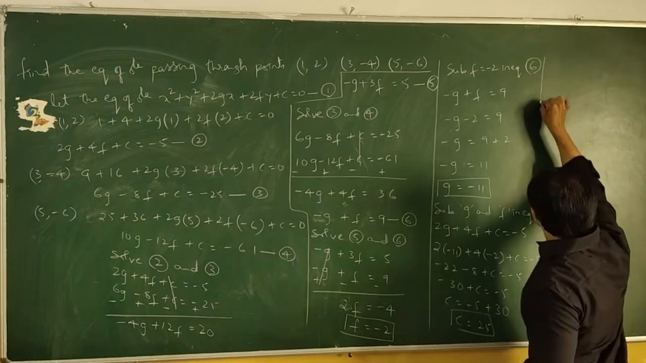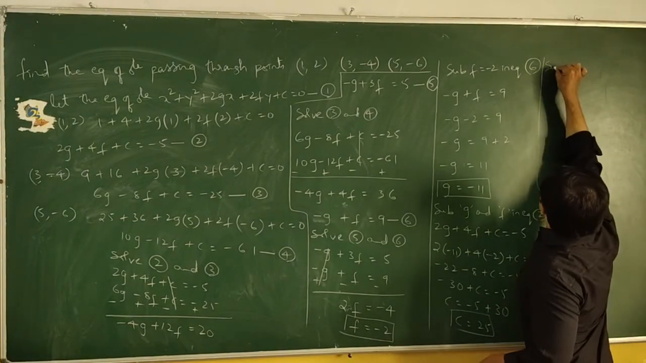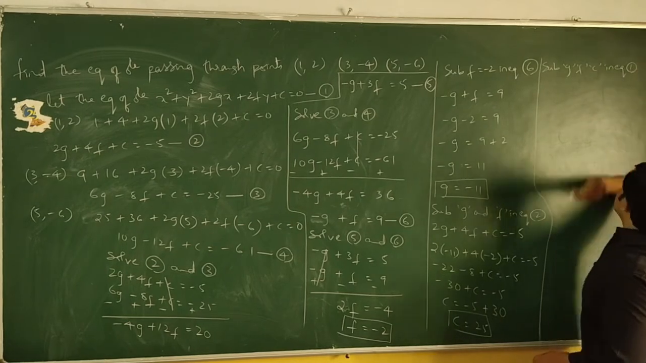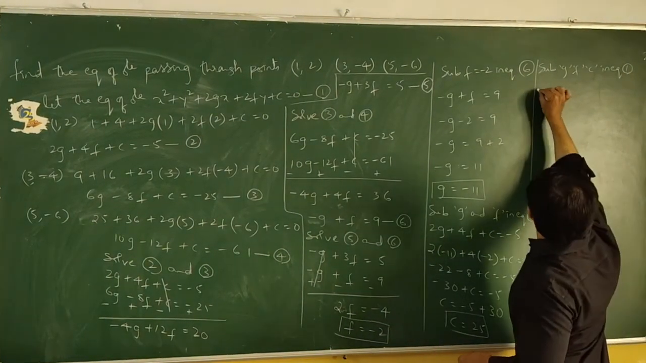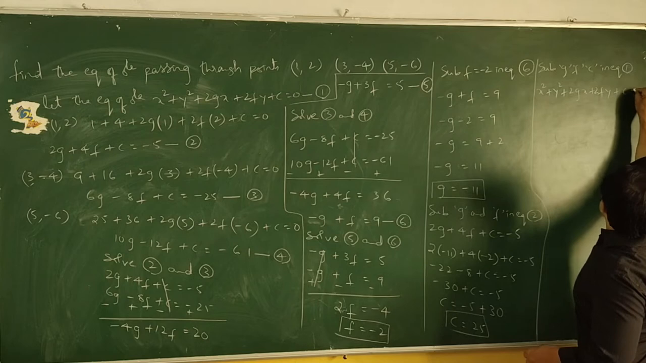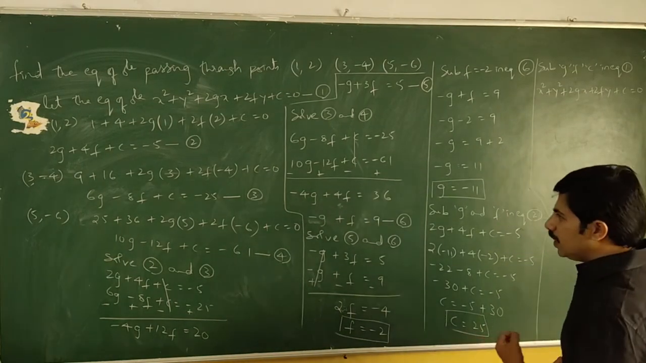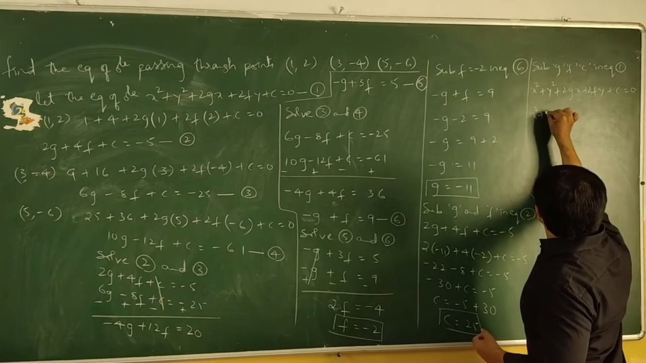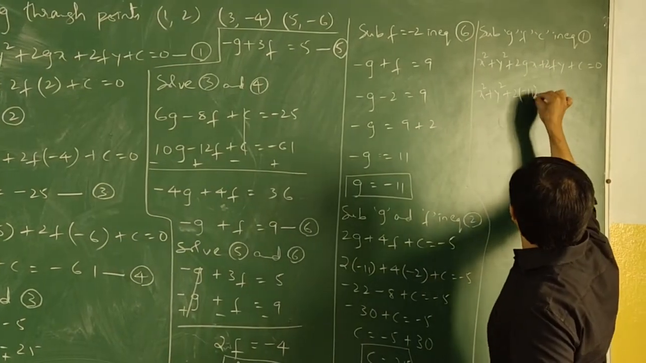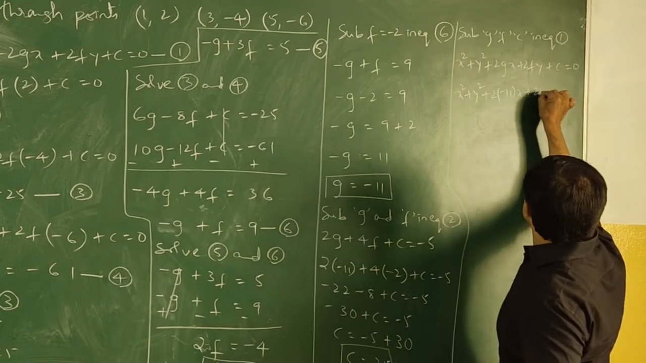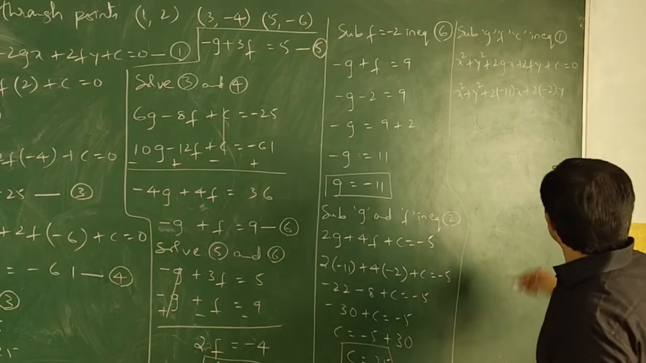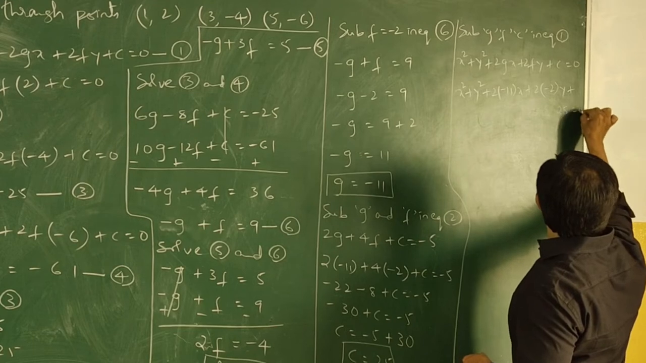Now after getting all the values, g, f and c values, we need to substitute in equation 1, so that we get the required equation. So what is equation 1? X square plus y square plus 2gx plus 2fy plus c is equal to 0. So this is x square plus y square plus 2 into g value. What is g value? Minus 11. 2gx I substituted, plus 2fy. What is f value? Minus 2 into y. What is c value? It is plus 25 is equal to 0.